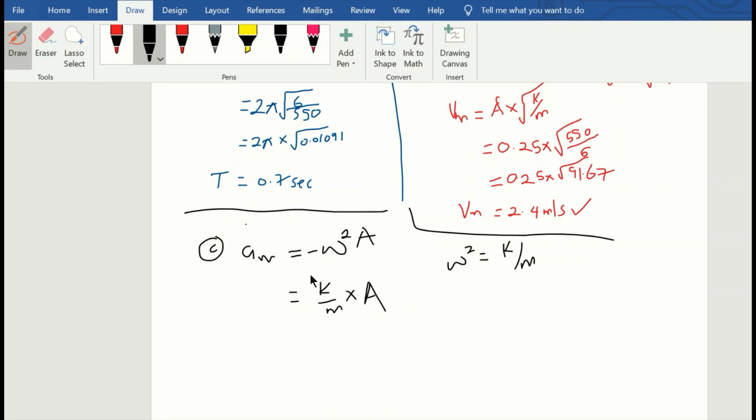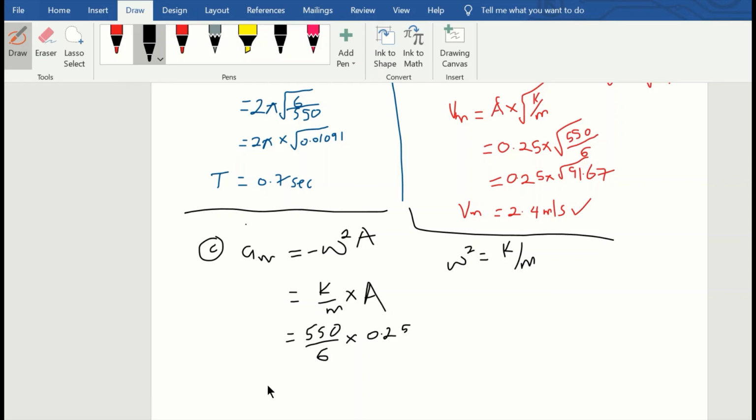Now, the reason why I ignore the minus sign is because I am looking for the maximum acceleration, which means that the oscillation is on the positive y-axis. So we don't have to include the minus sign because it's at the maximum displacement. So it should be positive. So that is why I have to ignore the negative sign at this point. So what I do next is that I will log in the values. My spring constant is 550 over the mass is 6 times our amplitude, which is the displacement, 0.25 meters.